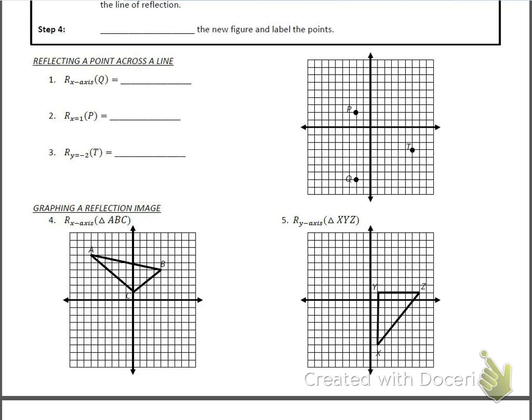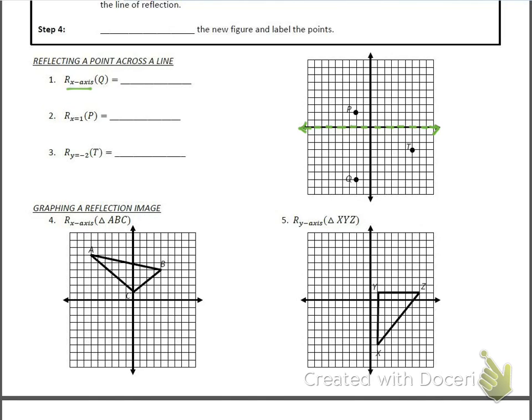Number 1 has a capital R, which means we're reflecting across the x-axis. So what I want you guys to do right now is draw a dotted line or a dashed line across the x-axis. So we know that's our line of reflection. I know on yours you won't mind. Just so you know.